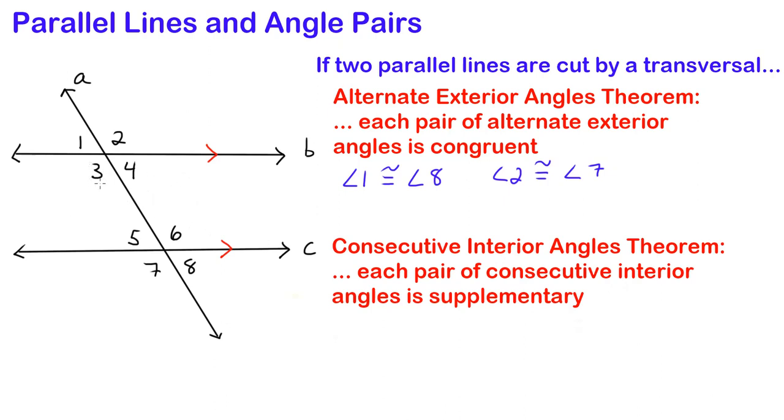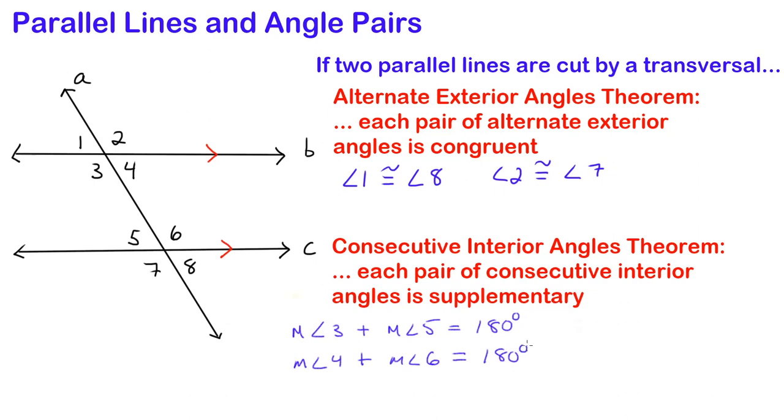So we have angle 3 and angle 5 are supplementary. So, let's say the measure of angle 3 plus the measure of angle 5, we know that has to equal 180 degrees. What else do we have? On the other side, angle 4 and angle 6 are inside their parallel lines and to the right of the transversal. So angle 4 and angle 6 are also supplementary.